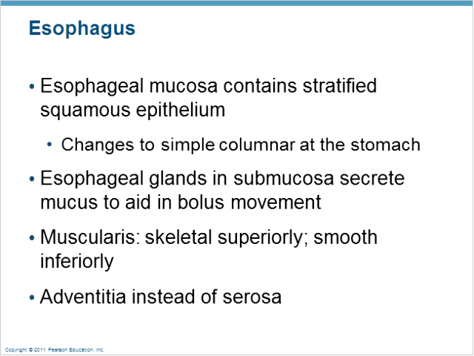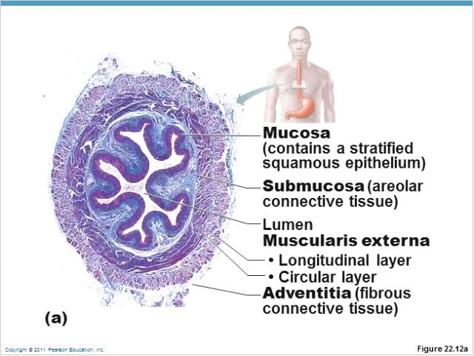The esophageal mucosa contains stratified squamous epithelium, and it changes to simple columnar at the stomach. The esophageal glands are in the submucosa and secrete mucus, aiding bolus movement. The muscularis has skeletal muscle superiorly and smooth muscle inferiorly, and it has adventitia instead of serosa surrounding it.